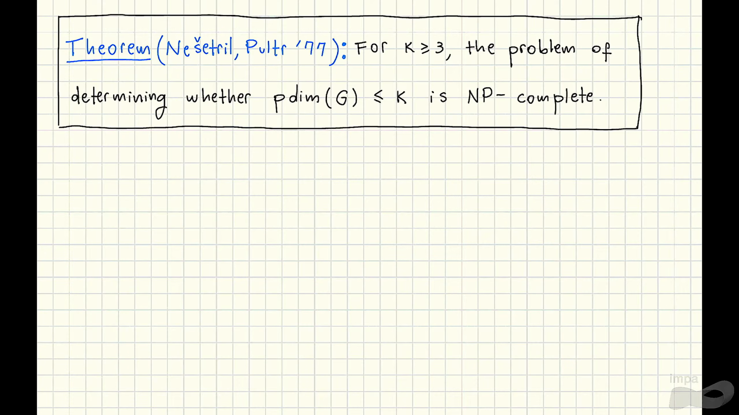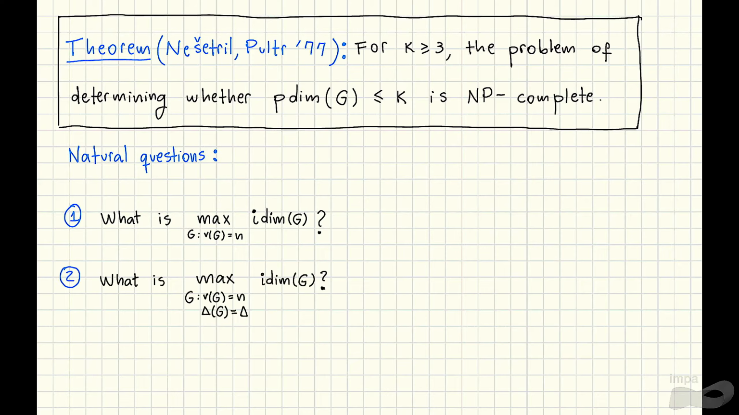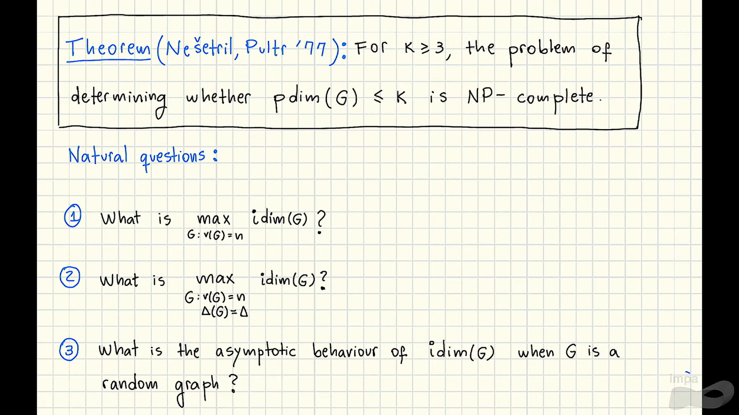So I'm going to list 3 of them. The first one is, what is the max IDIM over all graphs on n vertices? The second one is essentially the same, but we put a degree restriction. So what is the maximum IDIM restricted to graphs on n vertices with max degree delta? And finally, what is the asymptotic behavior of this IDIM when G is a random graph? All right?